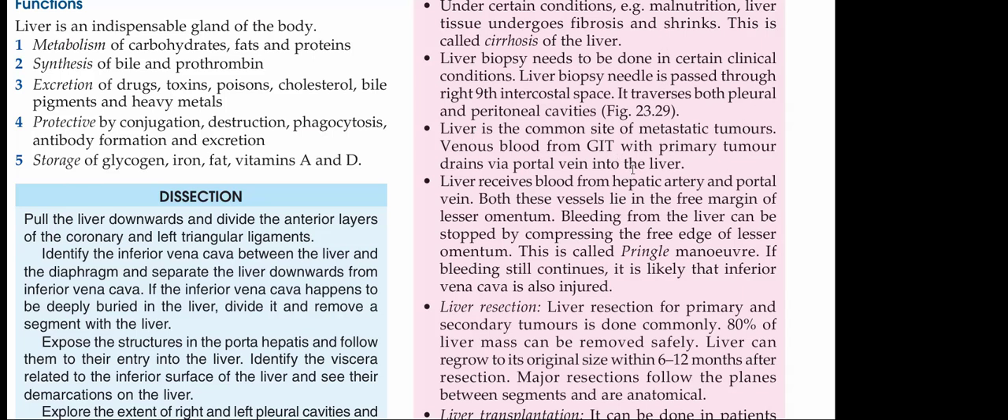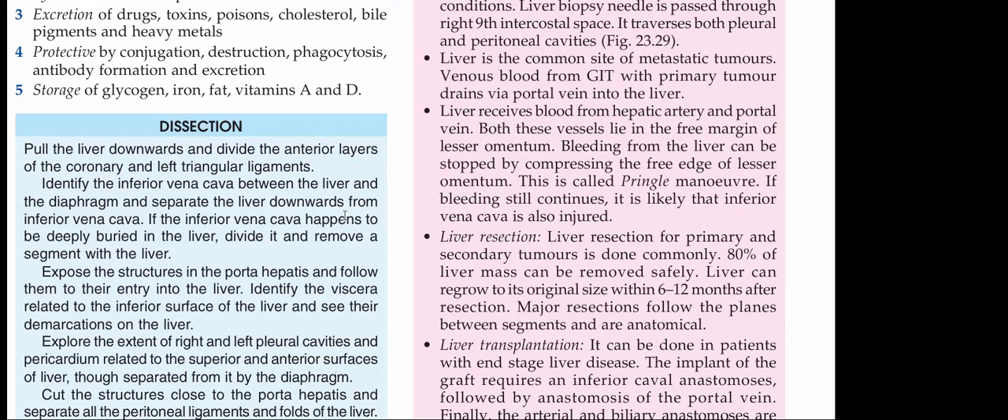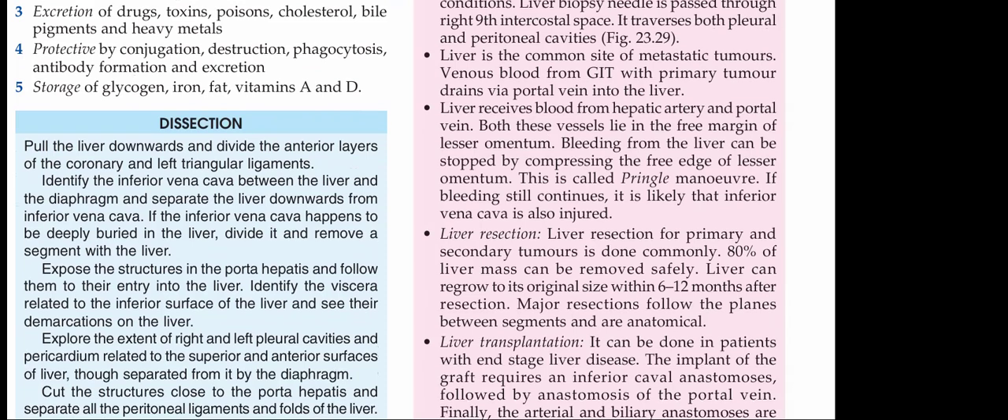Venous blood from the GIT, gastrointestinal tract, with primary tumor drains via portal vein into the liver. Liver receives blood from the hepatic artery and portal vein. Both these vessels lie in the free margin of the lesser omentum. Bleeding from the liver can be stopped by compressing the free edge of lesser omentum. This is called Pringle maneuver. If bleeding still continues, it is likely that the inferior vena cava is also injured.